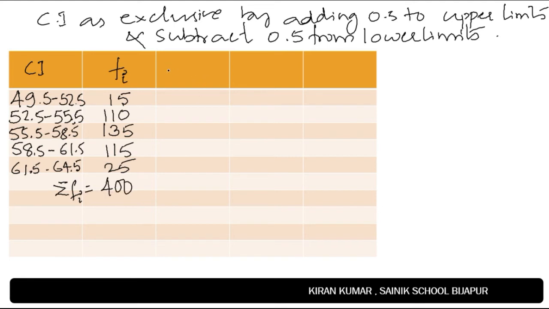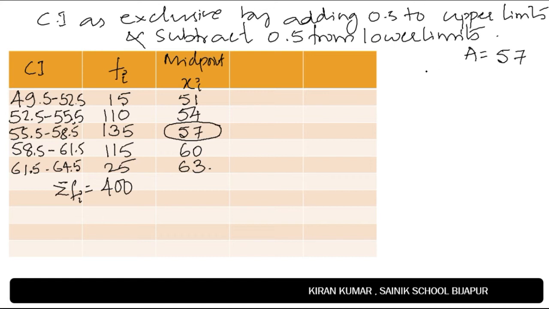Here we need to find the midpoint. So the midpoint is given by xi. Here the midpoint is 51, 54, 57, 60, 63. Now we need to follow the deviation method. Let me choose this particular value as the assumed mean. Let me take the assumed mean to be 57. So we'll find out all the deviations which are xi minus the assumed mean. So 51 minus 57 is -6, -3, 0, +3, and +6.